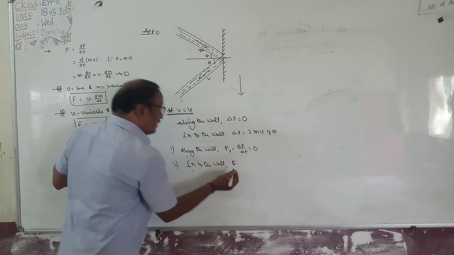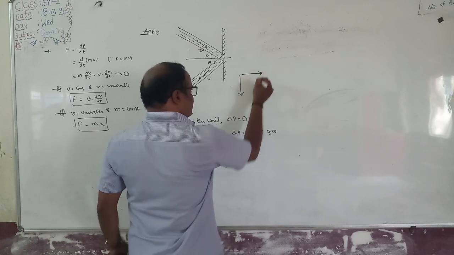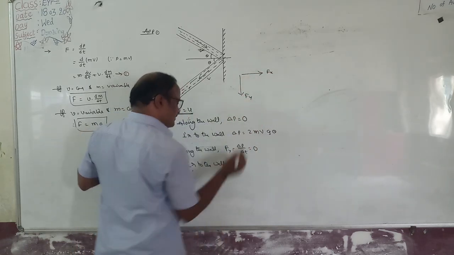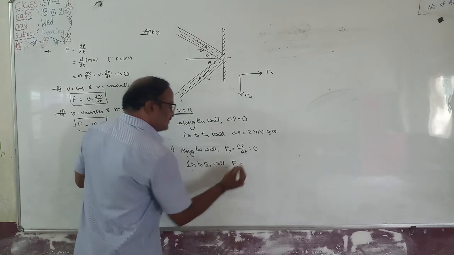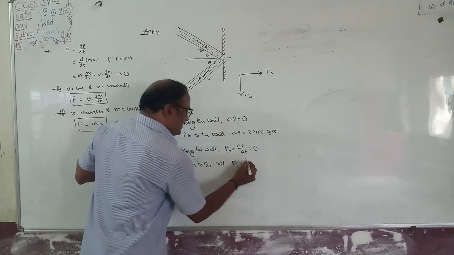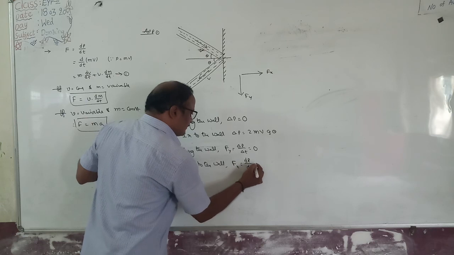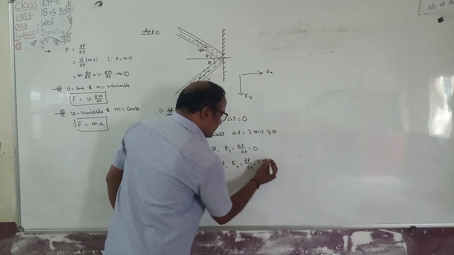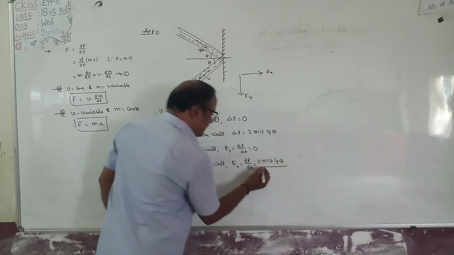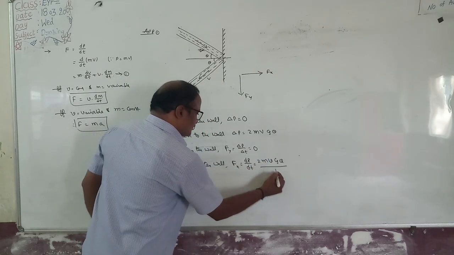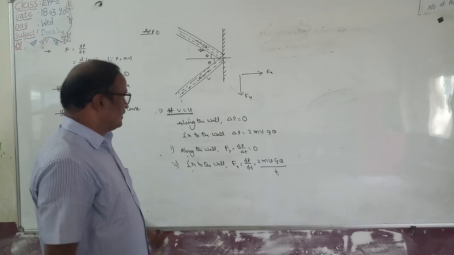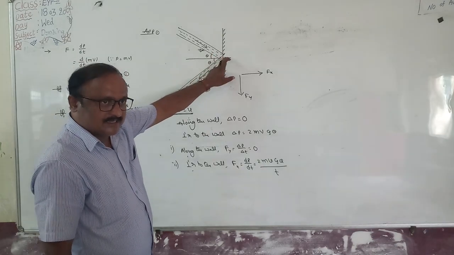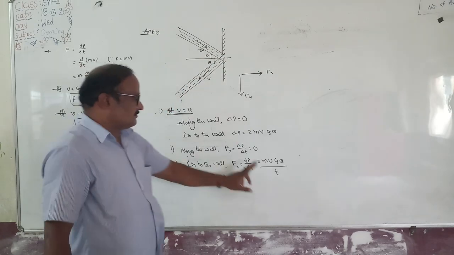Perpendicular to the wall means like this. This is Fy and this is Fx. Fx is equal to delta p by delta t, or dp by dt. That dp is equal to 2mv cos theta, in a time of t seconds, as the water jet is reflected from the wall.